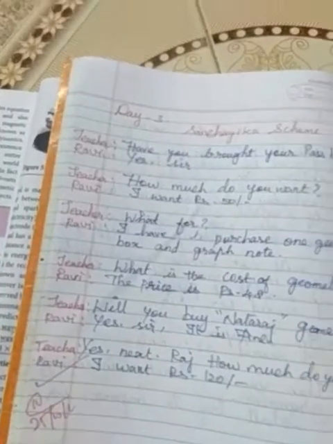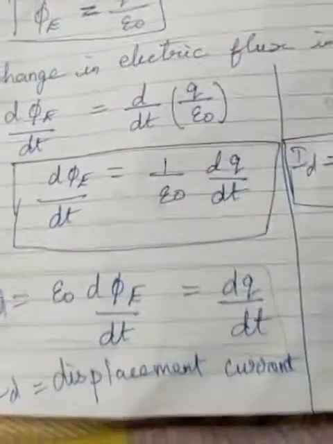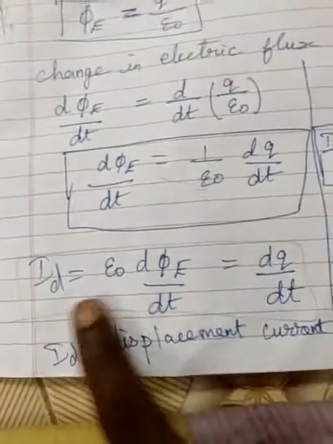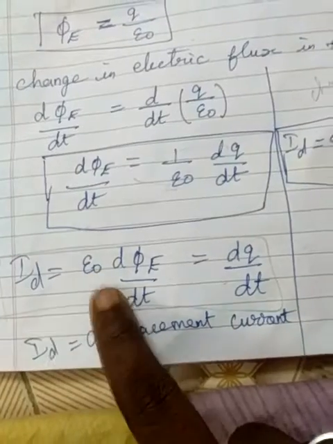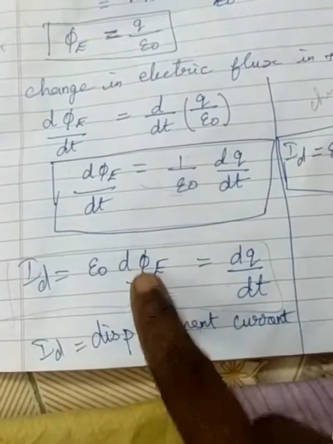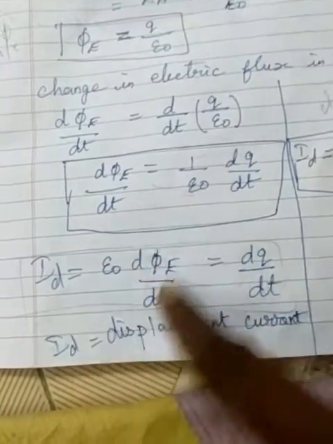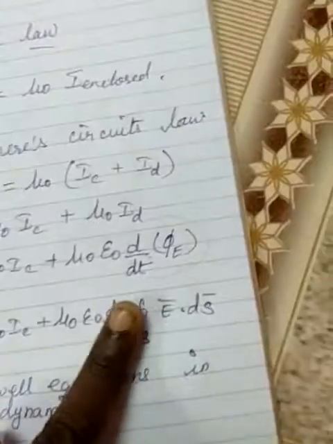In the previous section we found the displacement current of Ampere's law. ID is equivalent to epsilon naught d phi E by dt. We apply this value here in the modification. We apply the ID value here, right?